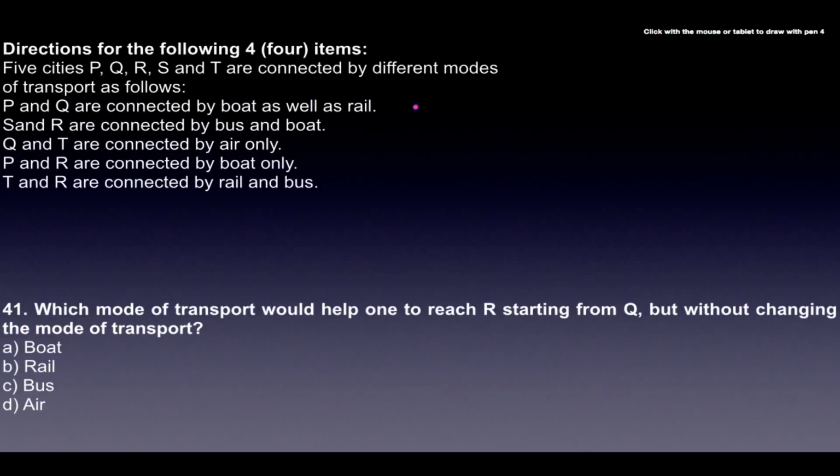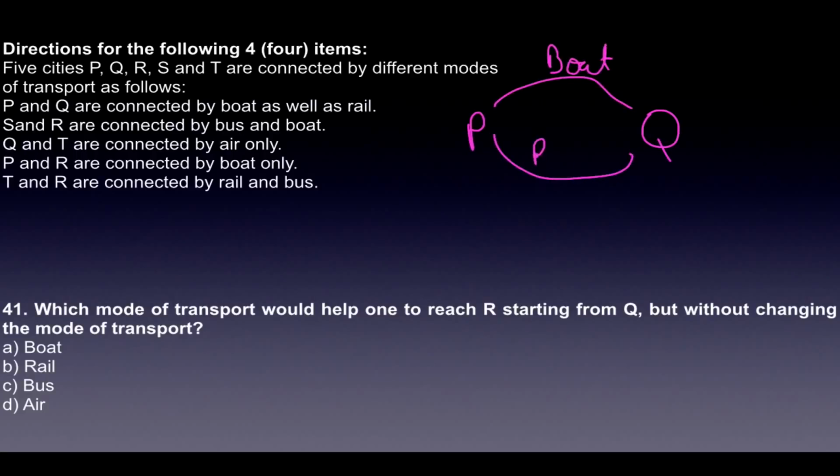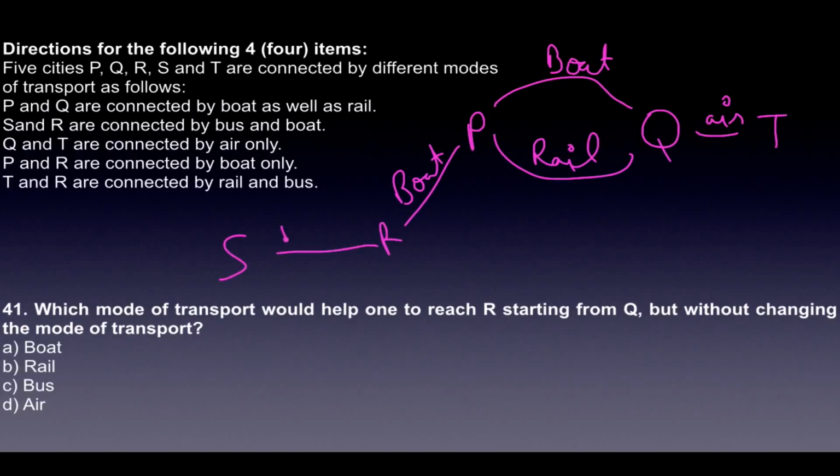It is not a very complicated question, so you just have to draw it well. This is P and this is Q. It is connected by boat, and it is connected by rail. Very simple. Then S and R, leave for a while. Q and T are connected by air. P and R are connected by boat. Finally, now that R is there, we can connect S also. S is connected by bus and boat to R, and finally R and T are connected by rail as well as bus. Now see the questions.